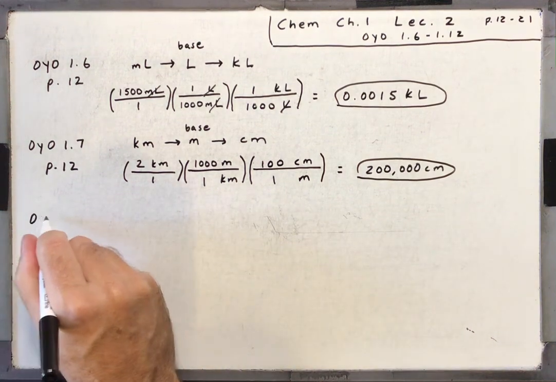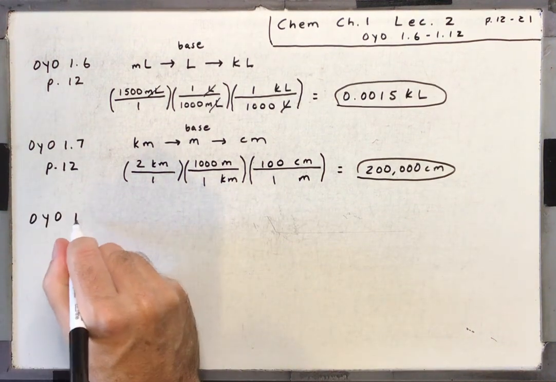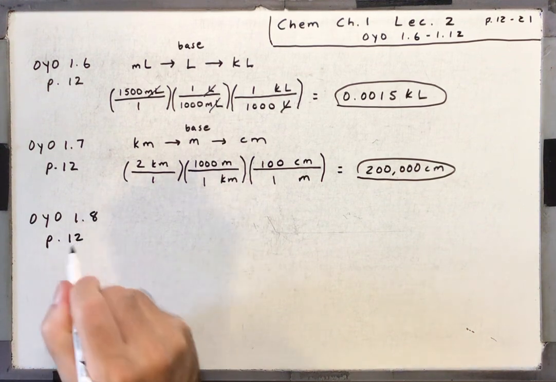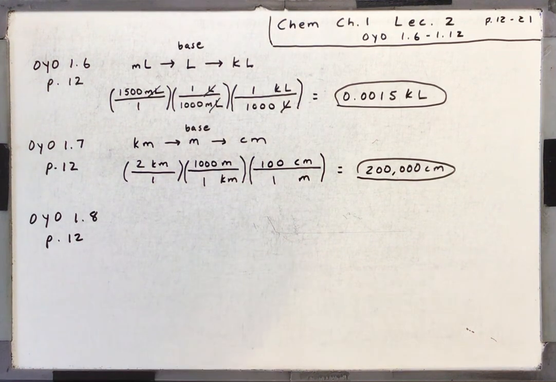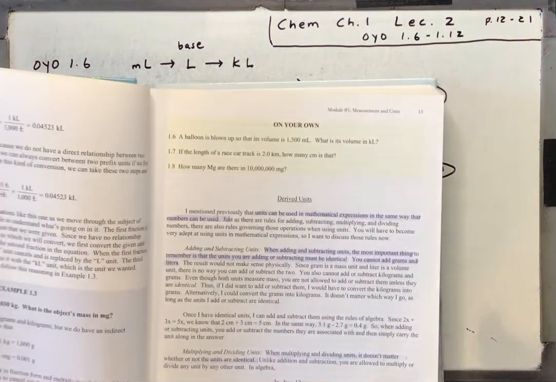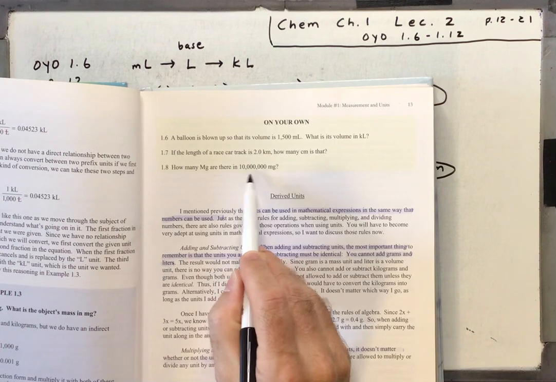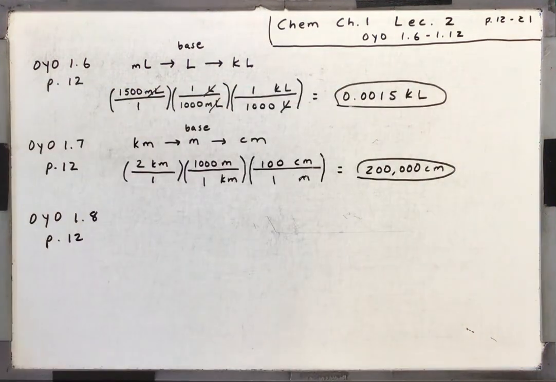All right, so hopefully you got it right. If not, then I hope you understand it now. All right, on your own 1.8. Page 12, it says, how many megagrams, mega, big M, megagrams, are there in 10 million milligrams?